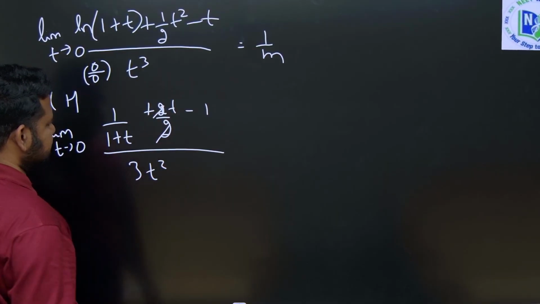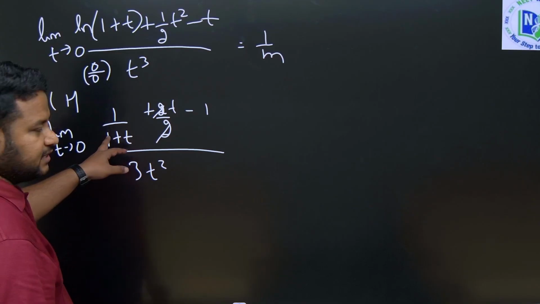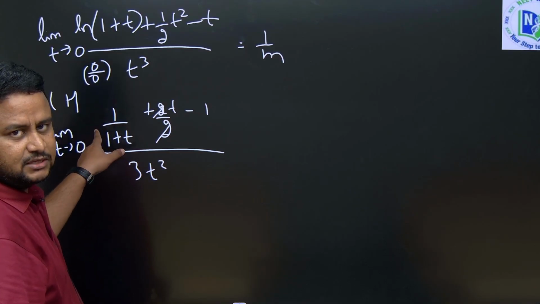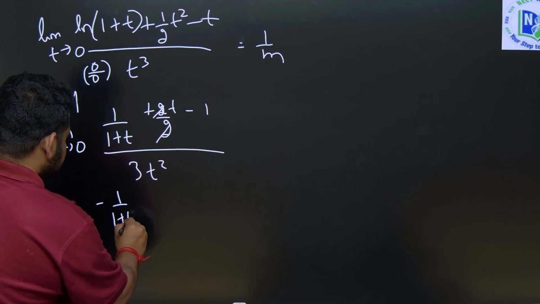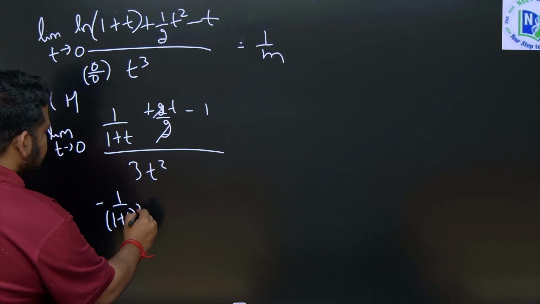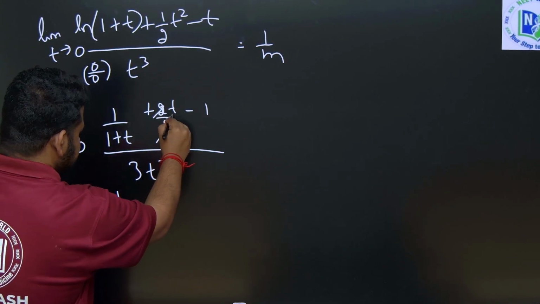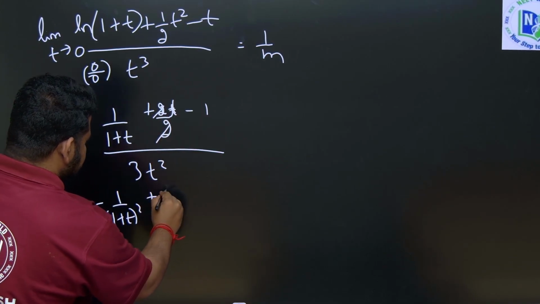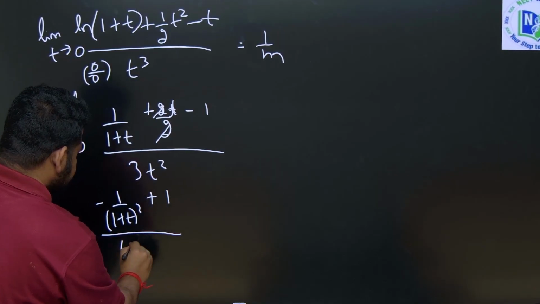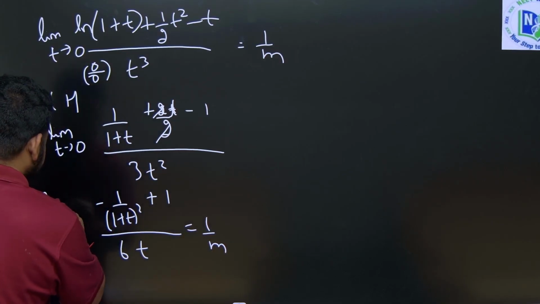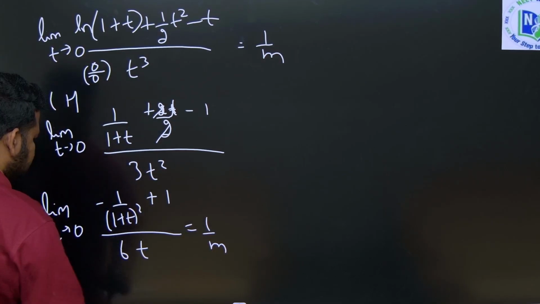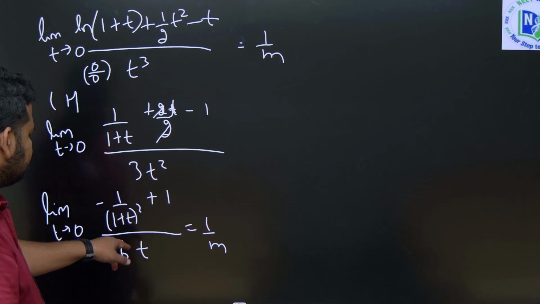2t cancels. Okay, so this is 1 by t, derivative of 1 by x is nothing but minus 1 by x square. So this is minus 1 by 1 plus 2t, 1 plus t square minus, this is plus, this t is left, this is plus 1 divided by 3, 2 3s are 6t, is equal to 1 by m, as limit t tends to 0. Okay, again this is of 0 by 0 form.